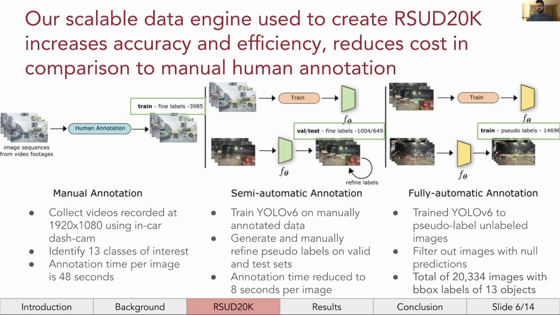In the fully automatic annotation stage, we trained a YOLOv6 again on the manually annotated data and used it to pseudo-label the unlabeled images. We filtered out images with null predictions, resulting in a total of around 20,000 images with bounding box labels of 13 different objects.